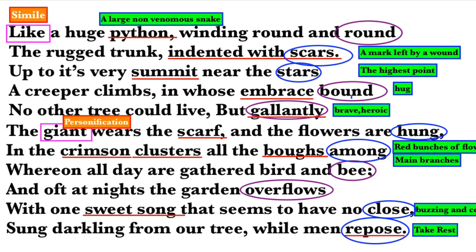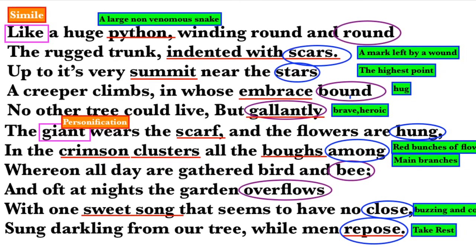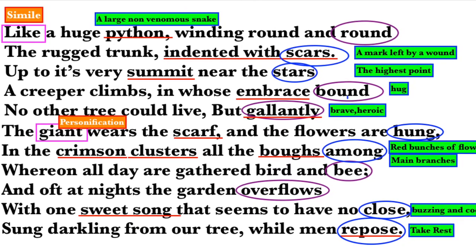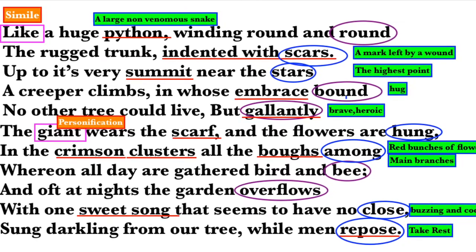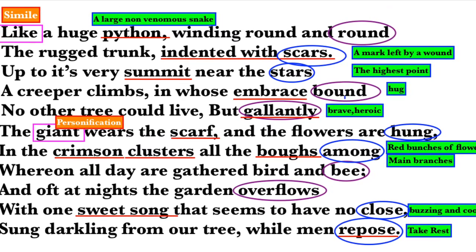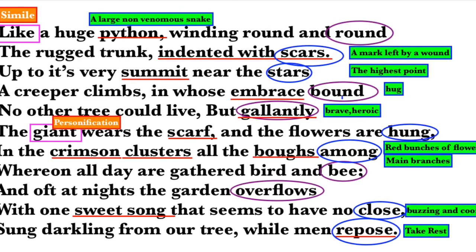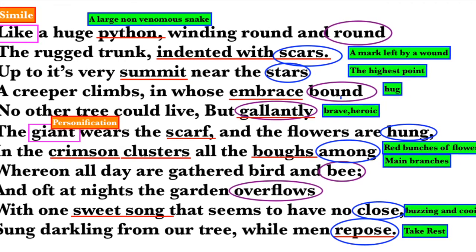Then look at the fifth line. The last word is gallantly, and in the eighth line, the last word is be. Gallantly, be rhyme the same. And then sixth line, hung, and seventh line, among. They both rhyme the same. So the rhyme scheme is C, D, D, C.